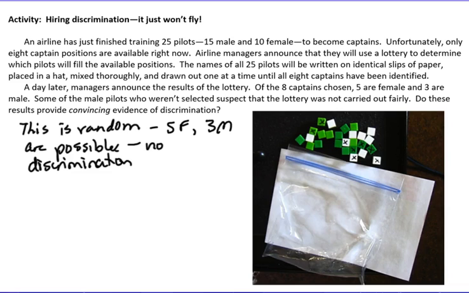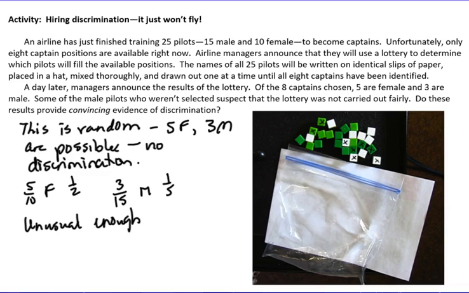Another person said, well, wait a minute. There are 10 females, so we have 5 out of 10 females, so 1/2 of the females were chosen. But there are 15 males, and 3 out of 15 males were chosen, so only 1/5 of the males were chosen, and that does seem kind of unusual. So the question is, is this unusual enough to be evidence of discrimination? So how do we determine this?